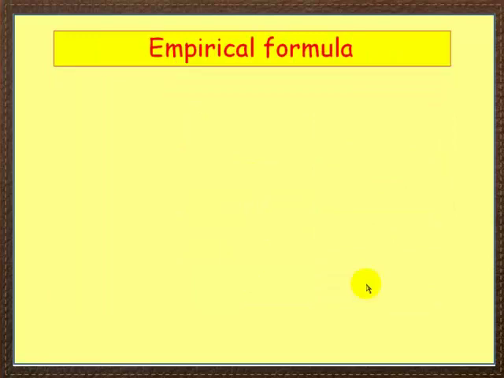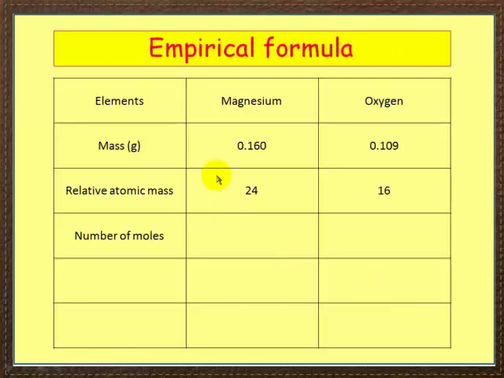Now I find when I'm doing these sort of calculations, it's easiest to have a standard format I lay things out in. So here's a standard table. This is a table I would use to calculate empirical formula. First of all, the elements, magnesium and oxygen. What are the reacting masses? Well, we know from our results table it's 0.16 and 0.109. Relative atomic mass. Do you remember this? We can get this from our periodic table. Magnesium 24, oxygen 16.